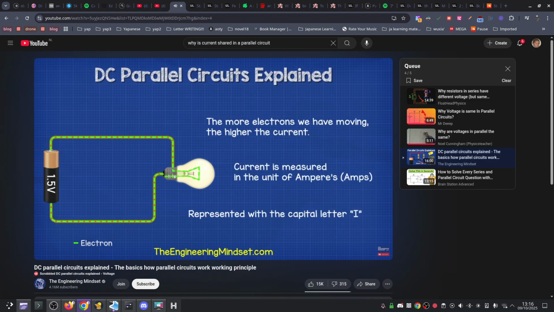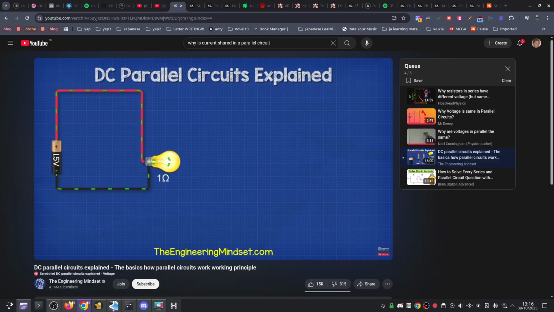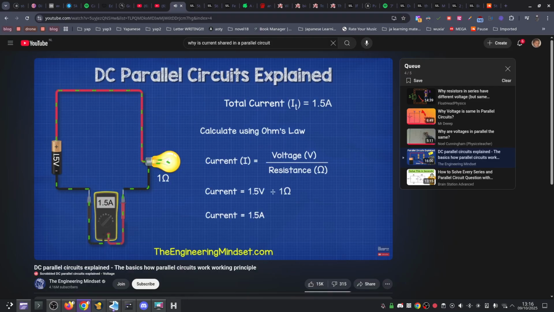We represent current with a capital letter I, and we measure current in amperes, but we usually just shorten it to amps. If we connect a lamp with a resistance of 1 ohm to a battery rated at 1.5 volts, the total current in the circuit will be 1.5 amps. We can measure that by placing a multimeter into the circuit, or we can calculate it using Ohm's law, with the formula current equals voltage divided by resistance.